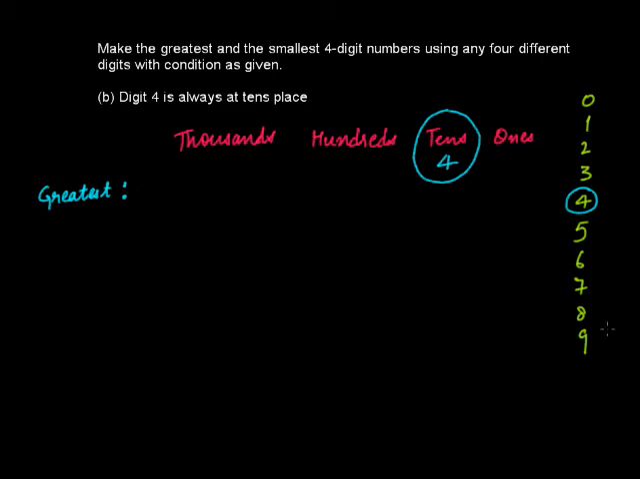Greatest. Which is the greatest digit among 0 to 9? Of course, 9. Then comes 8. So 8. 4 is already fixed, we cannot change it. Next, which is the next one? After 8, 7. Like 7. So number is 9847. Now look for the smallest number.